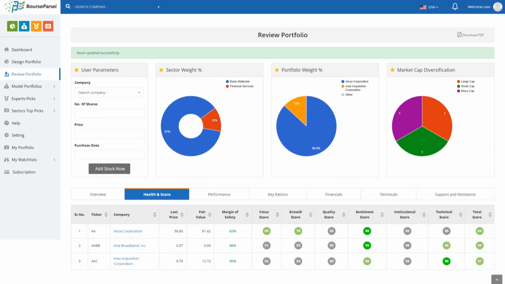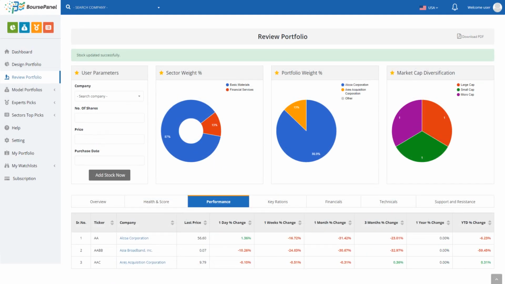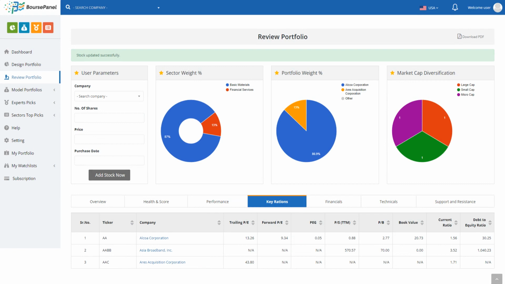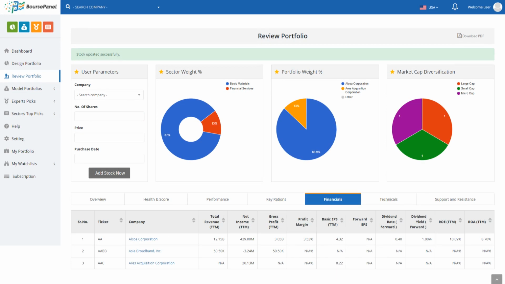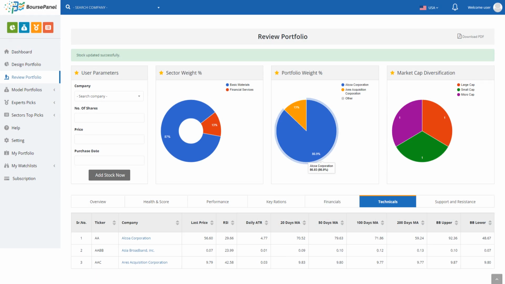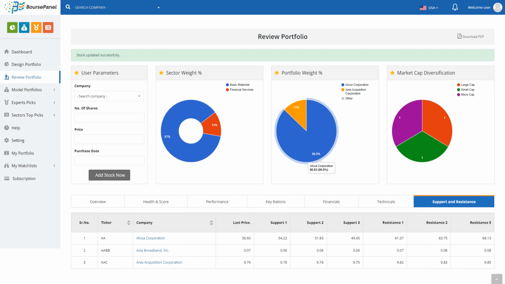You can also see the health and score of each stock in your portfolio, its performance over up to 1 year, key ratios, company financial information, and technicals with support and resistance levels. Using all this information, you can review your existing stock market portfolio. You can decide on holding a particular stock or liquidating it.